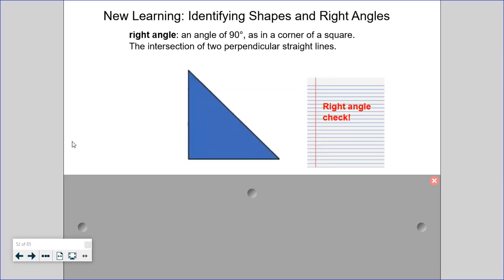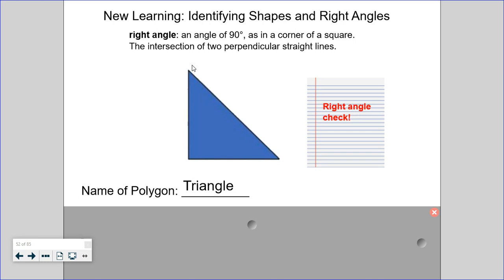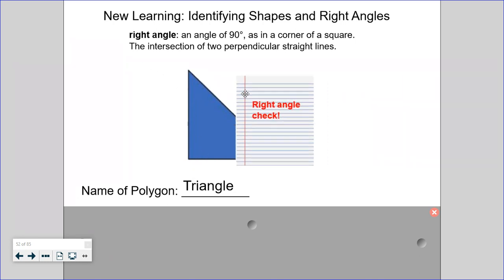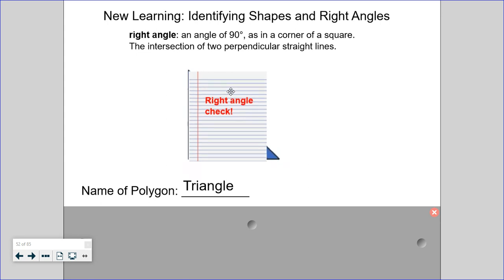Okay, I think this might be our last one. This is a triangle, obviously. It has 1, 2, 3 sides, so we know it is a triangle. Let's check the angles. That means it's got one angle here, one angle here, and one angle here. I'm going to start at the top. Is that angle a right angle, class? What do you think? It is not. It's too small. It does not match the lines of the paper.